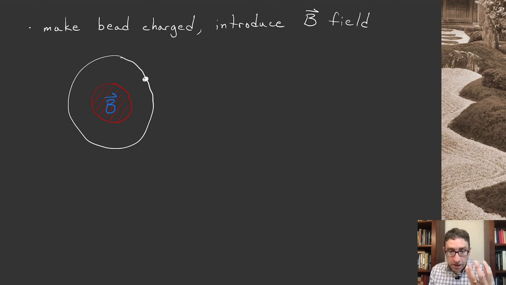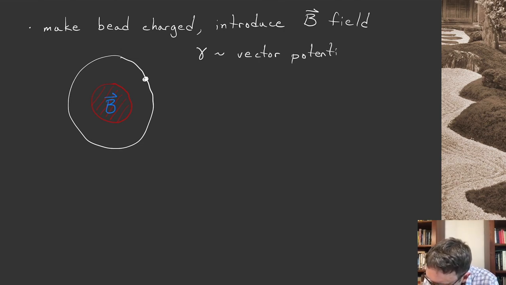But because there's that magnetic field in the center, there's actually going to be some residual effect on the wire. It's like an Aharonov-Bohm effect. So in this case, the bead doesn't experience a magnetic field, but it does experience a vector potential. So I'll introduce a parameter gamma, which is going to be proportional to this vector potential. And in this situation where the magnetic field is inside the loop, it's going to be constant.